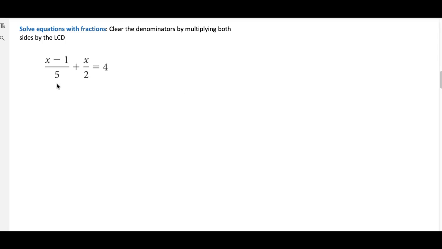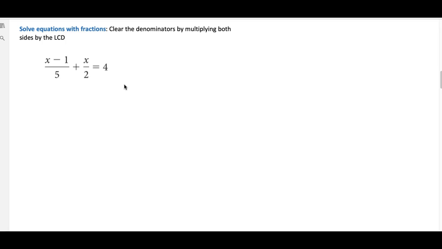For this example, you want to clear the denominators by multiplying both sides by the least common denominator. The least common denominator of 5 and 2 is going to be 2 times 5. So that means we need to multiply everything on both sides by 2 and 5. Now we're not going to multiply by 5 over 5 and 2 over 2, because now we have an equation and we can multiply both sides.